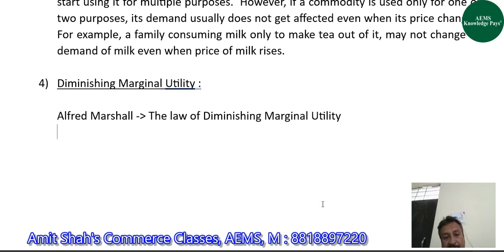So how does this happen? To explain that, Alfred Marshall made this law known as the law of diminishing marginal utility, right? So I need to explain that law to make you understand this particular point. Alfred Marshall said that whatever satisfaction we get by consuming or using a commodity is called utility, and that utility can be quantified, can be measured in quantitative terms.